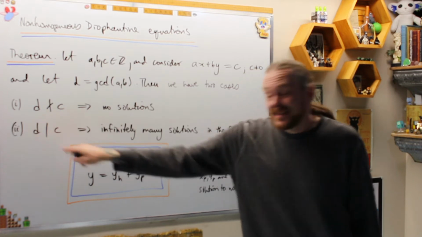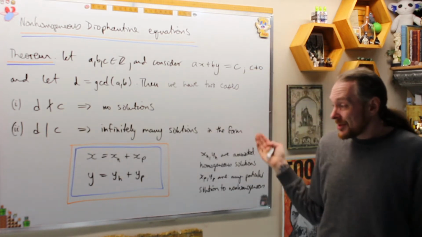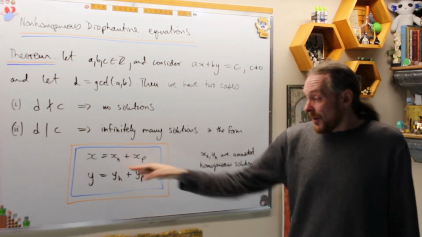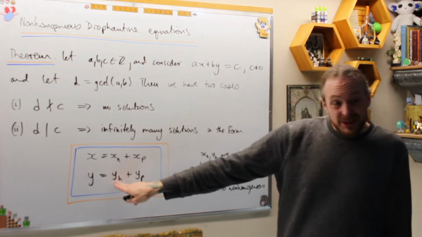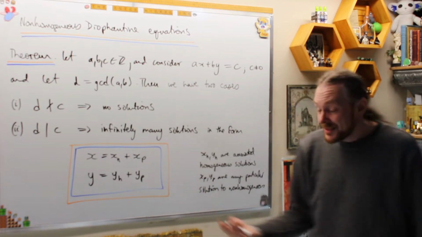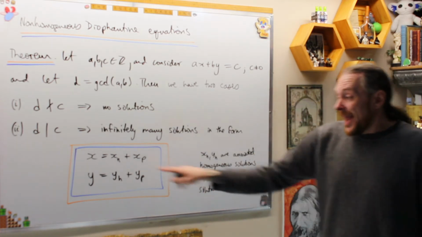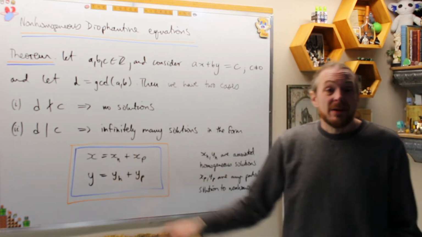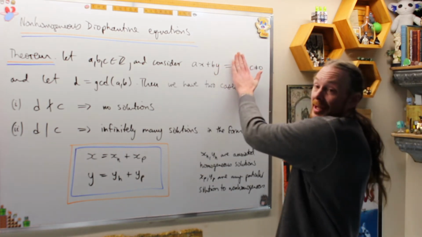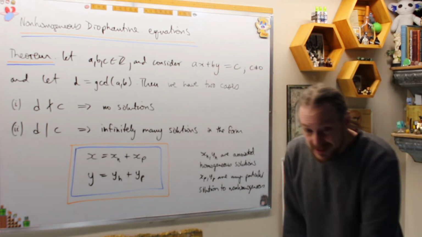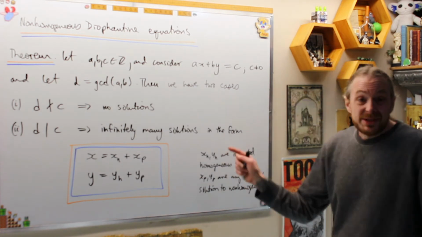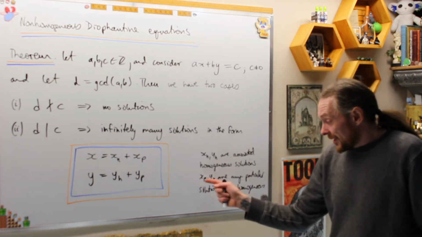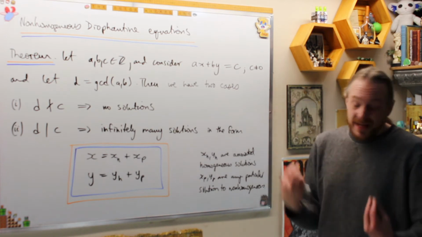If it does divide c, then there are infinitely many solutions in this form, where we have an x homogeneous and an x particular, and a y homogeneous and a y particular. What are those specifically? The associated x homogeneous and y homogeneous: we ignore the c temporarily, look at the equation equals 0, and solve that. That's the associated homogeneous equation. And then for the x particular and y particular, we can beg, borrow, and steal.